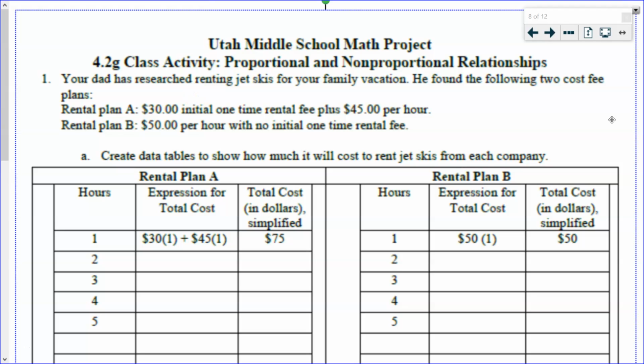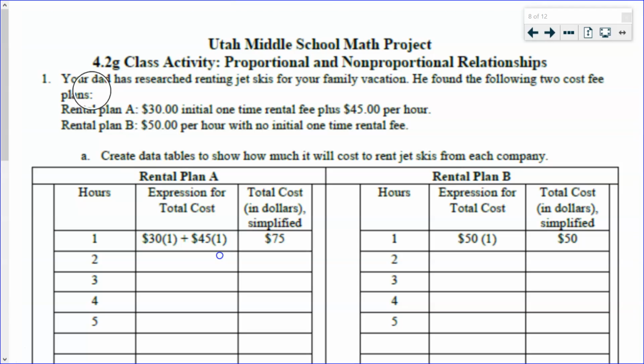Hello, Math 7 students. This is Utah Middle School Math Project 4.2G on proportional and non-proportional relationships. To get started, we have a situation that says your dad has researched renting jet skis for your family vacation. He found the following two cost fee plans.